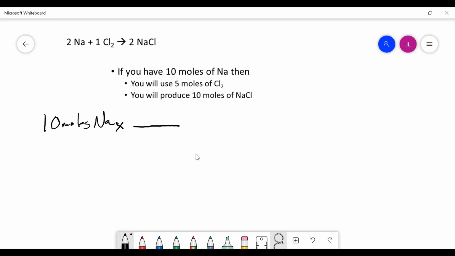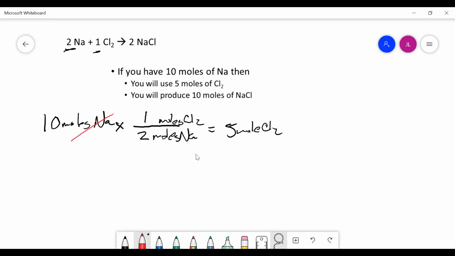If I have moles of Na on top, I'm going to put moles of Na on the bottom, and since we are trying to go to chlorine here, moles of Cl2 on top. If we are looking at our ratio, 2 to 1, we just put the coefficients in front of each. So 1 mole of chlorine, 2 moles of sodium. 10 times 1 divided by 2 gives me 5 moles of chlorine. And if we double check this, we can see that our moles of Na are canceling each other out, leaving us with just moles of Cl2.